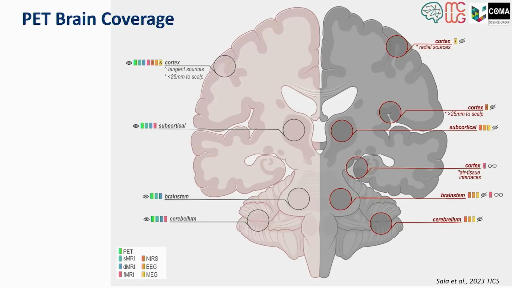This is also a representation of what you can see with PET. Essentially, as I said, you have a good spatial resolution everywhere in the brain: at the level of cortex, subcortex, brainstem, and cerebellum. You don't suffer, for example, from distortions at air-tissue interfaces like fMRI, so you can pretty much image everything. But, very important point, the fact that you can image everything doesn't mean that for every tracer it makes sense to pick every part of the brain.